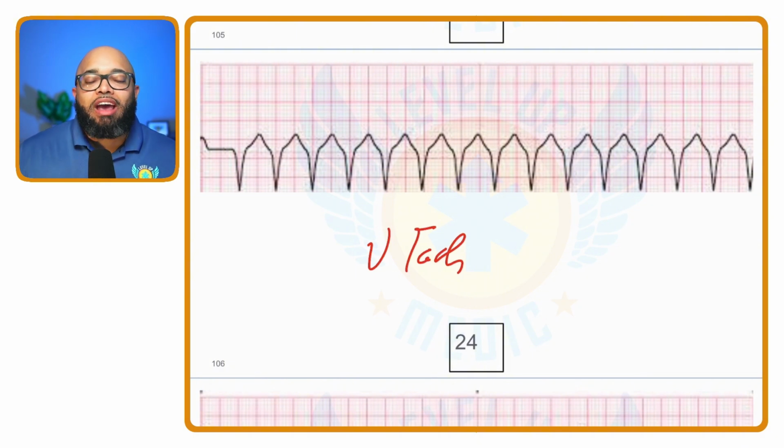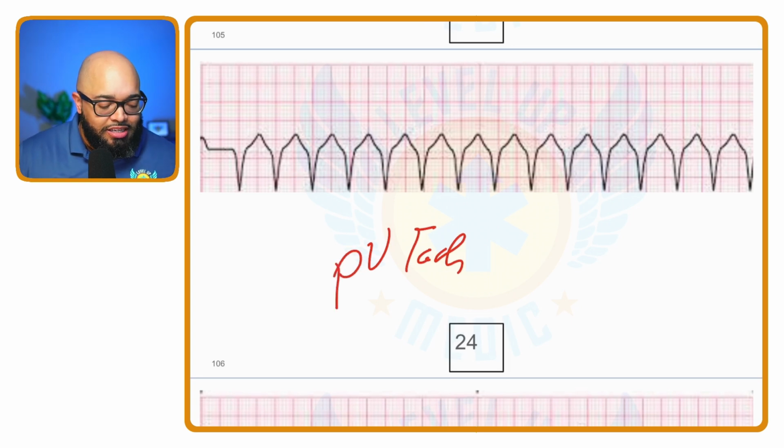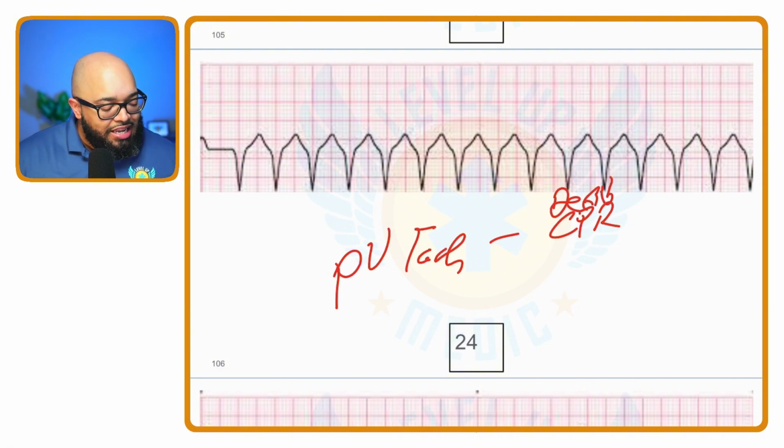Now, we're going to check, for instance, a pulse. Let's check a carotid pulse here. If they have a pulse, it's VTach. If they don't have a pulse, it's pulseless VTach. Pulseless VTach is when we're going to do CPR, and we're also going to defibrillate this.